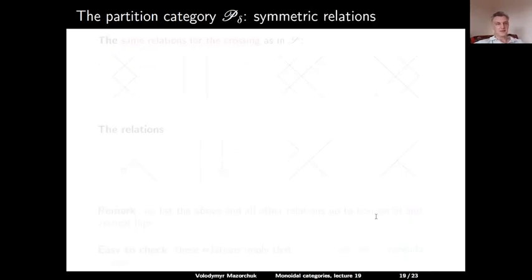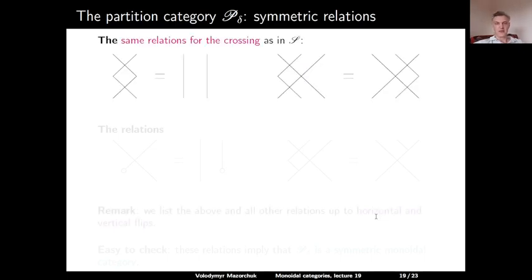Next, let us discuss the relations. Of course, just like for the category curly C, we have the corresponding relations for the crossing. So crossing squared is equal to the identity, and then we have the short braid relation for the crossing, which can be diagrammatically represented in this way.